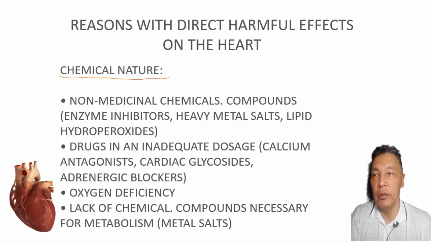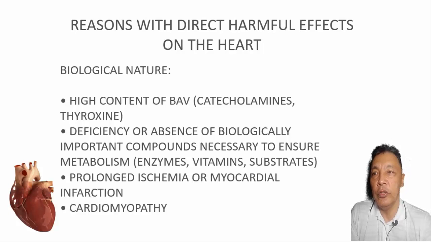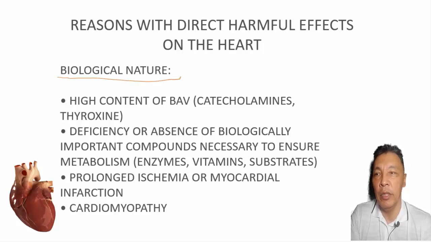Causes that have a direct damaging effect on the heart. Chemical nature: non-medical chemical compounds, enzyme inhibitors, heavy metal salts, drugs in inadequate doses, such as calcium antagonists, cardiac glucosides, oxygen deficiency, lack of chemical compounds necessary for metabolism, metal salts. Biological nature: high content of biologically active substances, deficiency or absence of biologically important compounds necessary to ensure metabolism, such as enzymes, vitamins, substrates; prolonged ischemia, myocardial infarction, cardiomyopathy.